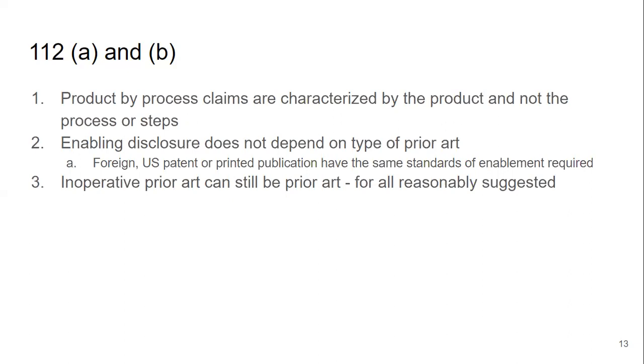So now an operative prior art can still be prior art for all that's reasonably suggested. So if it's an operative prior art, if it doesn't seem useful, but it fully discloses the application or whatever is being claimed, then it can still be prior art and used. So even for non-preferred embodiments.